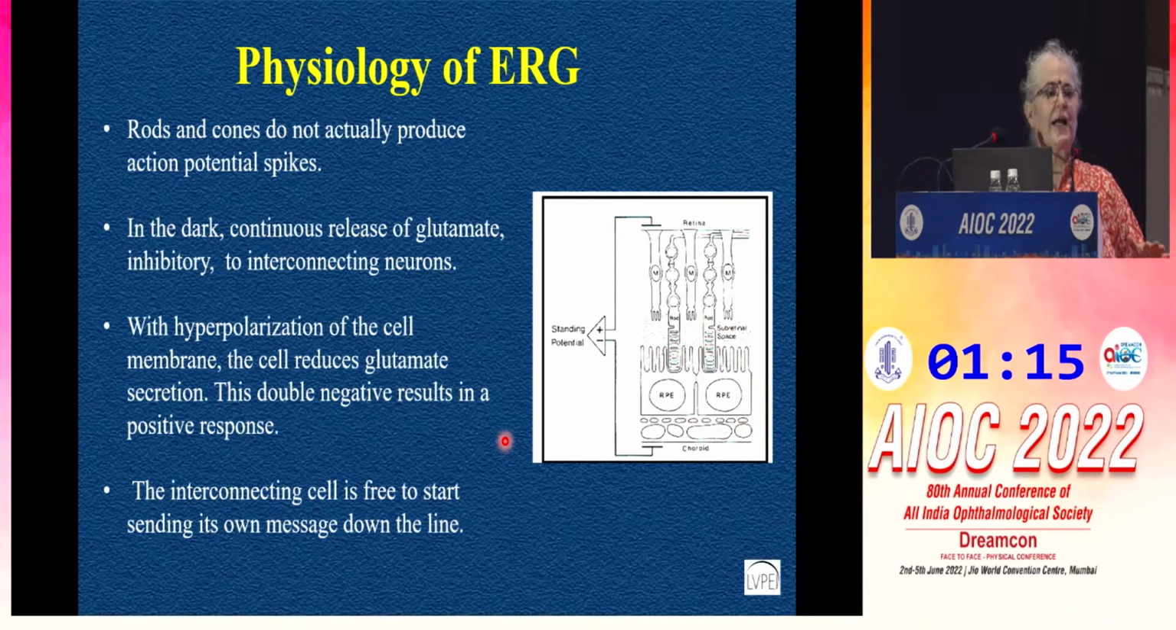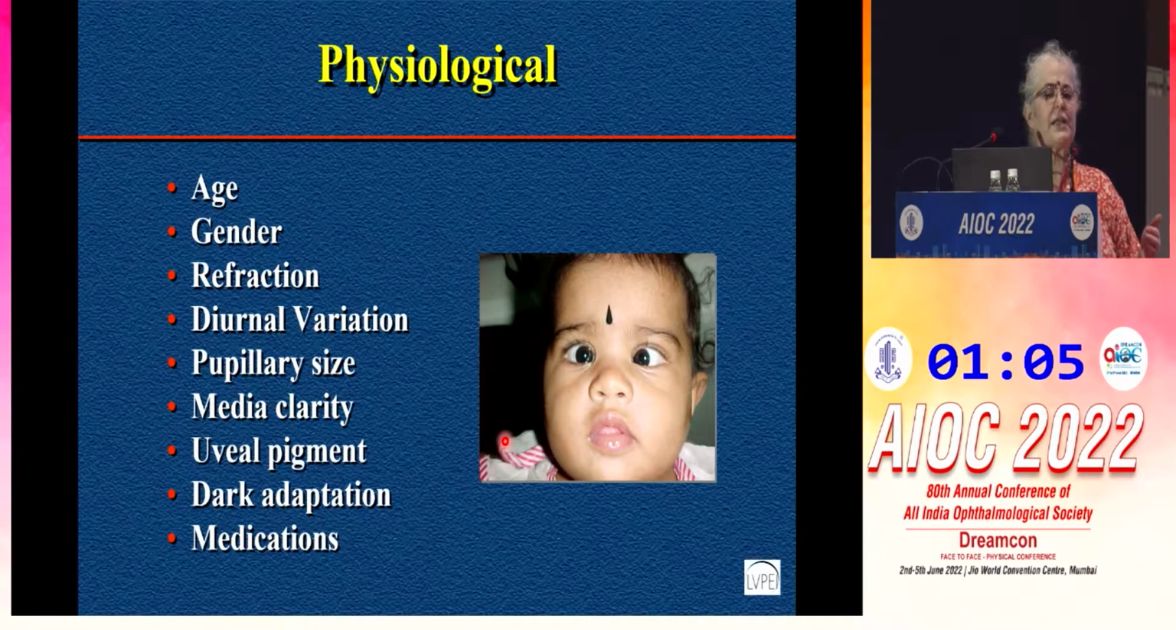So when they get hyperpolarized, the glutamate starts going down, so this double negative releases the cells. So now they will start firing. They are now ready to fire. Okay, so obviously because this is a physiological system, it is already there, and the light on that retina is changing the physiology. All the physiological parameters will influence the baseline or the normal value.